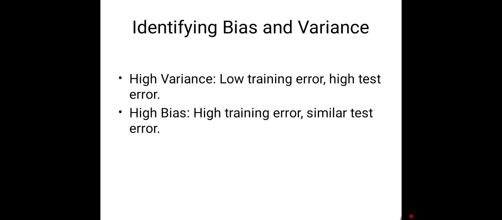And next is identifying bias and variance, how we can detect these problems. Low training error but high testing error means we have high variance. High training error with a similar higher test error means high bias. Understanding this helps us to decide what adjustment the model needs.